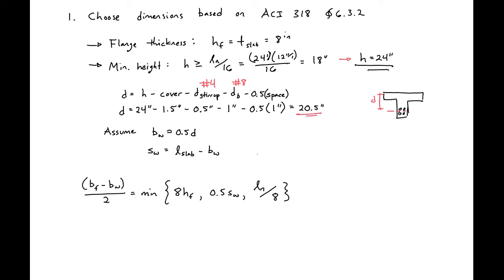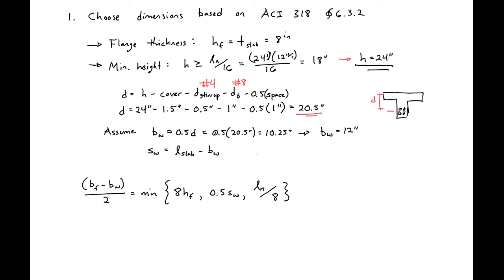So we can next use the rule of thumb, and we'll say that our web width is about equal to 0.5d. So 0.5 times d is going to be 10.25 inches. So I'm going to round up here, and we'll use a web width of 12 inches.